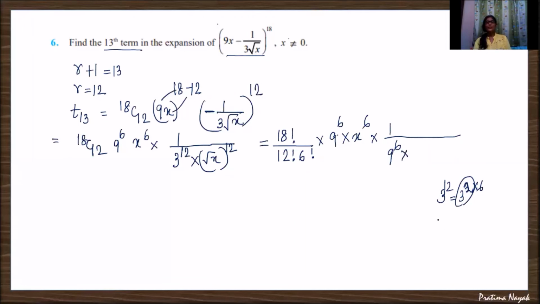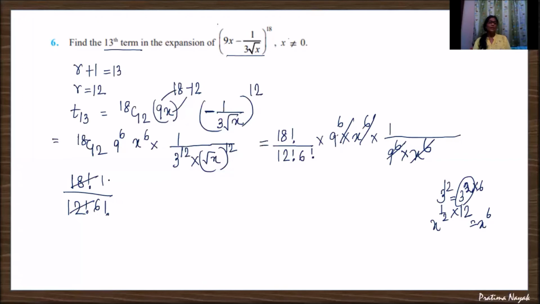And root x is x to the power half. x to the power half multiplied by 12 will again be x to the power 6. So x to the power 6 cancels, and 9 to the power 6 cancels. So the answer is 18 factorial by 12 factorial into 6 factorial. So it will cancel. How much will it be?